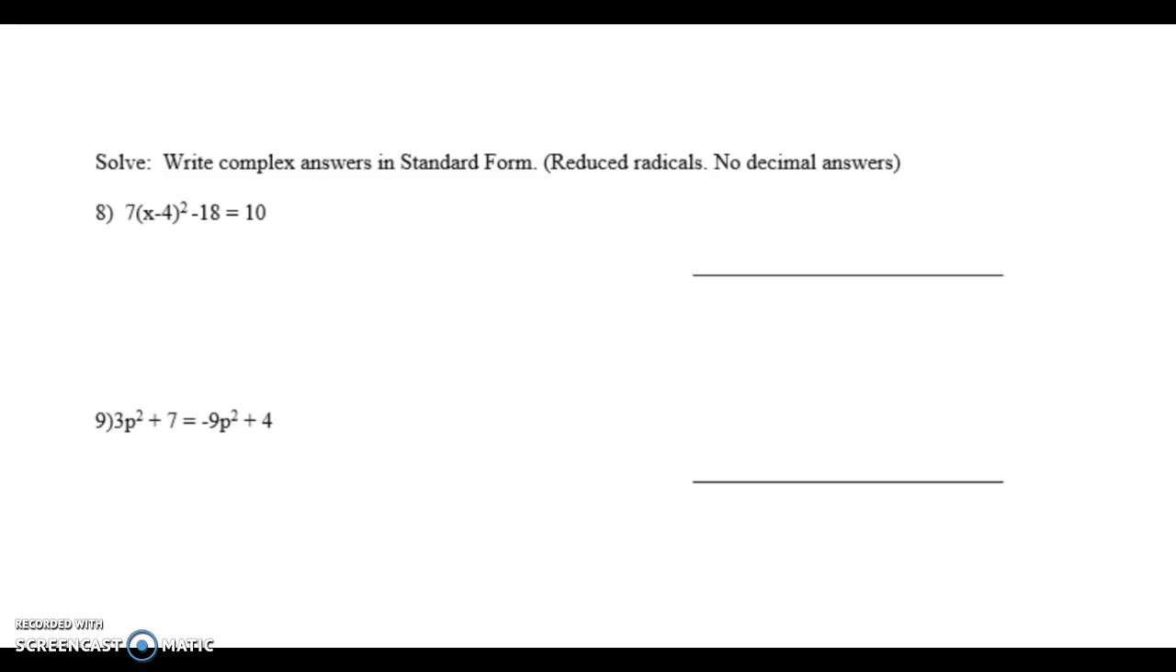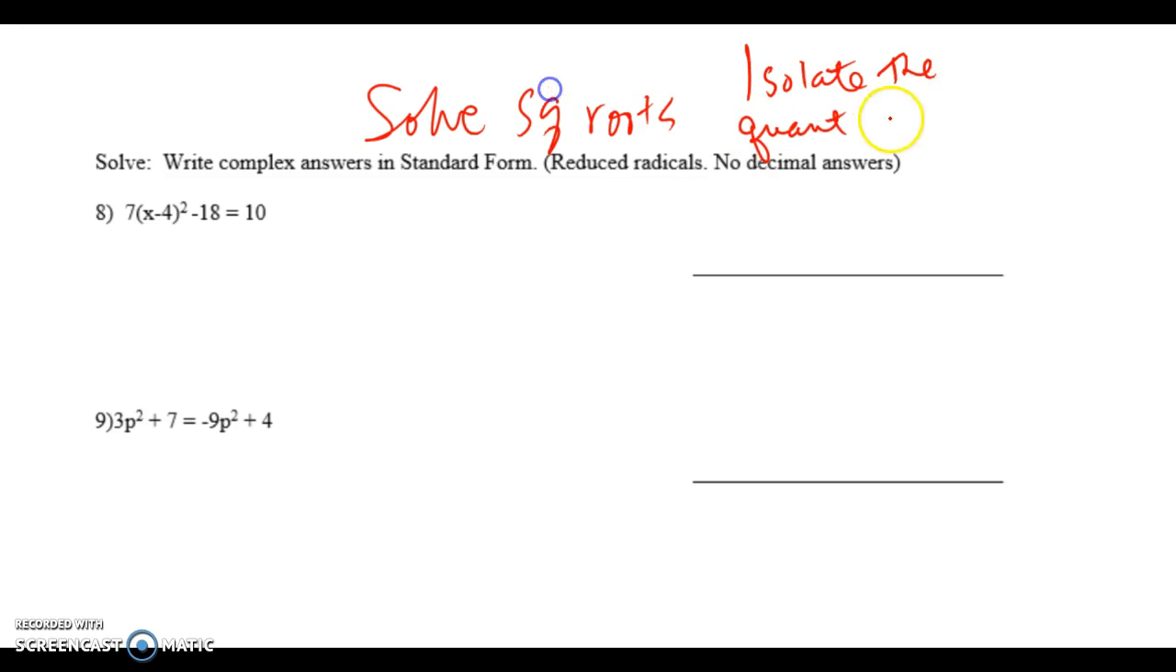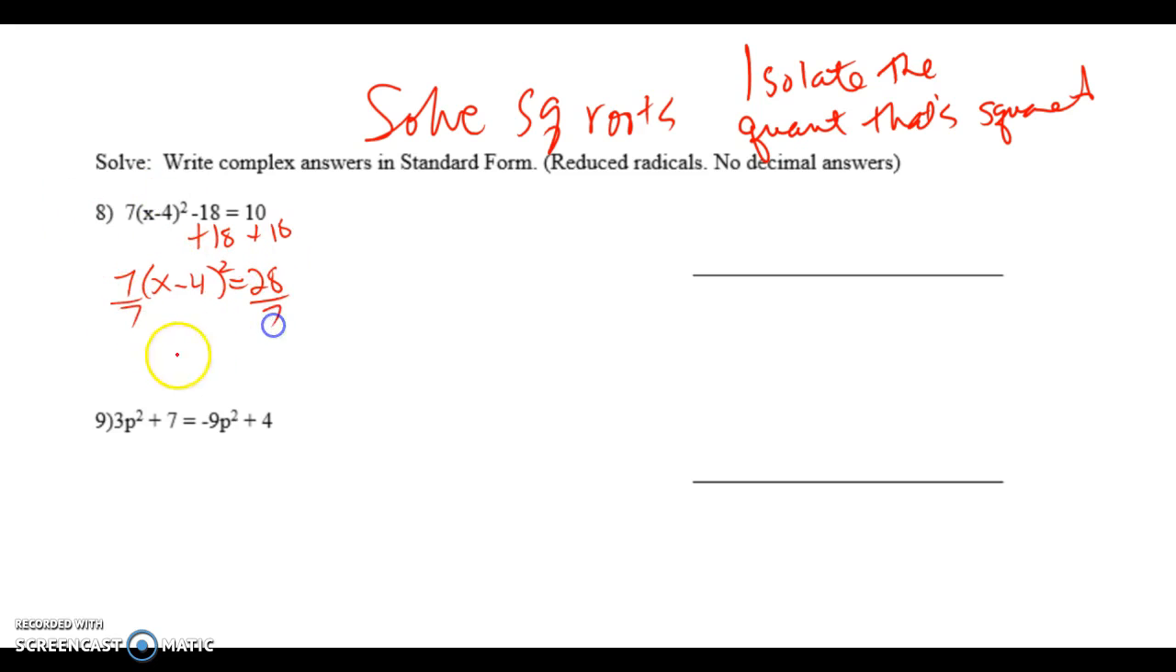We had a problem with these. These were supposed to be solve using square roots, folks. Square roots. And in that case, your job is to isolate the quantity that's squared. Right? So, first I'll add 18 to both sides. 7x minus 4 equals 28. I'll divide by 7. x minus 4 squared equals 4.